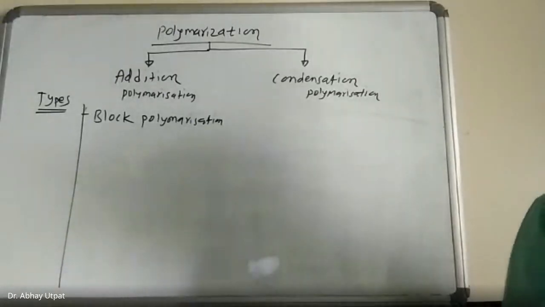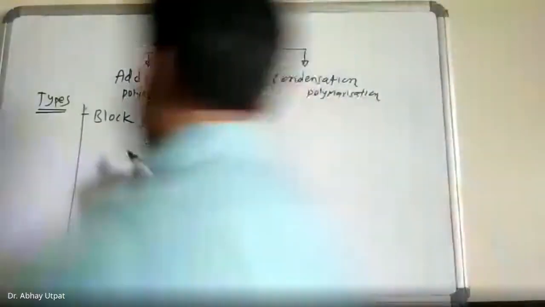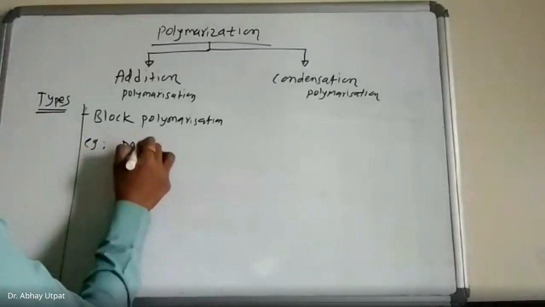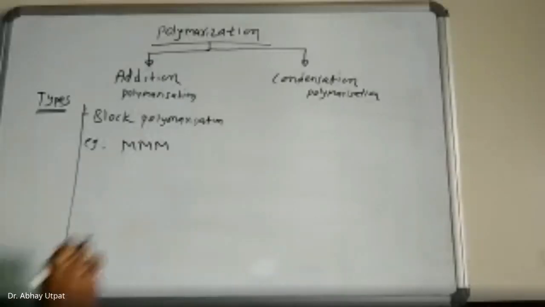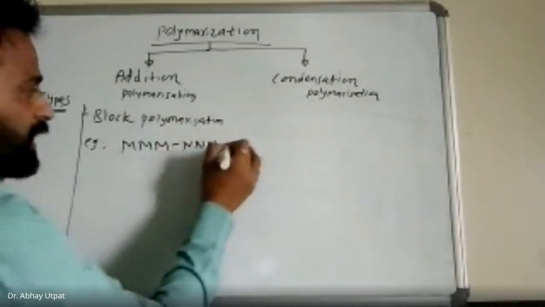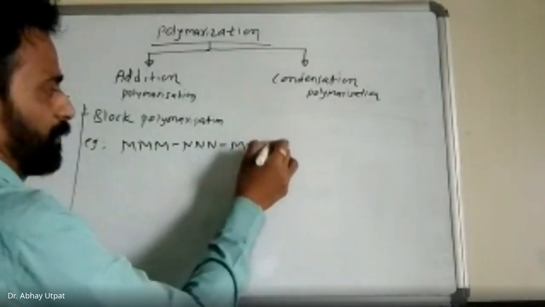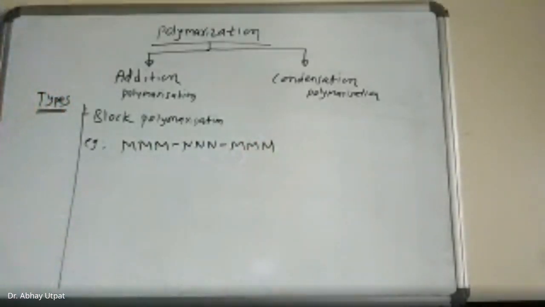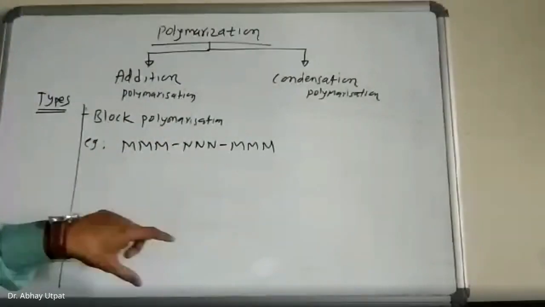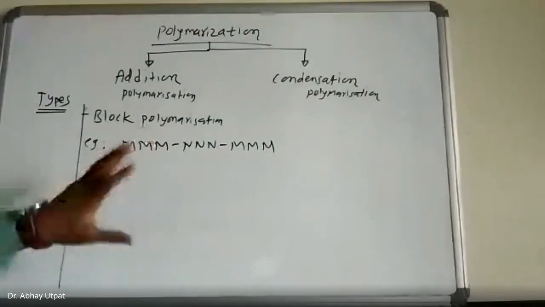Example. Now see blocks: MMM dash NNN dash MMM in this way. These are coupled in the blocks. Check previous case and this case. Only little difference, no far difference.